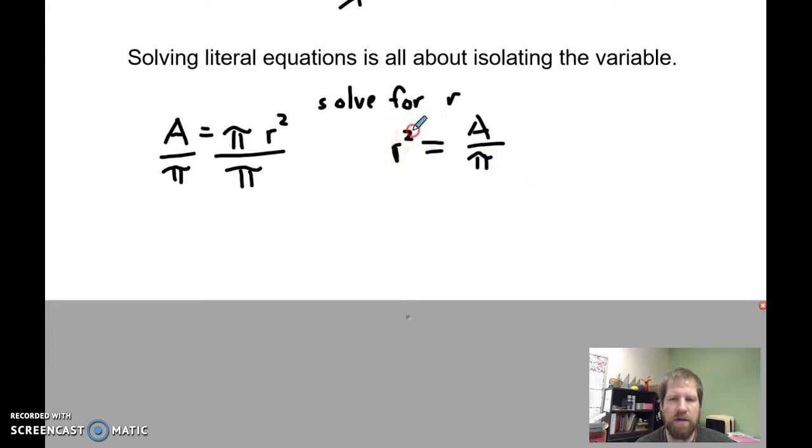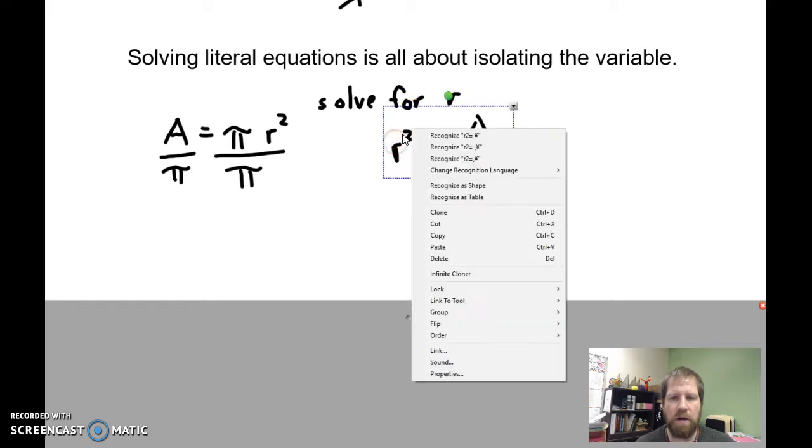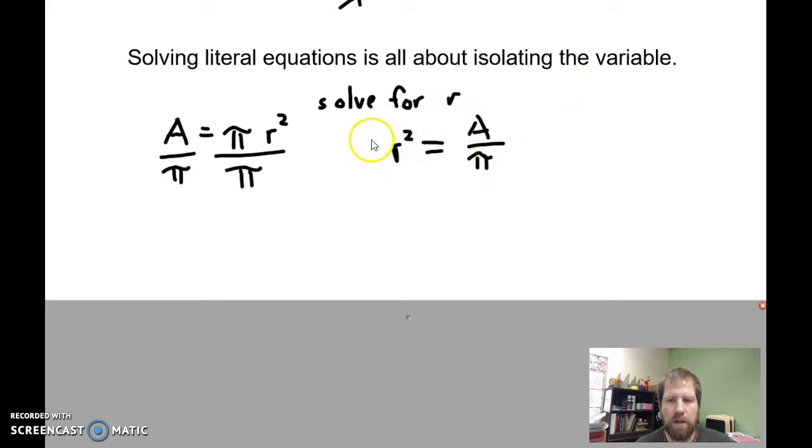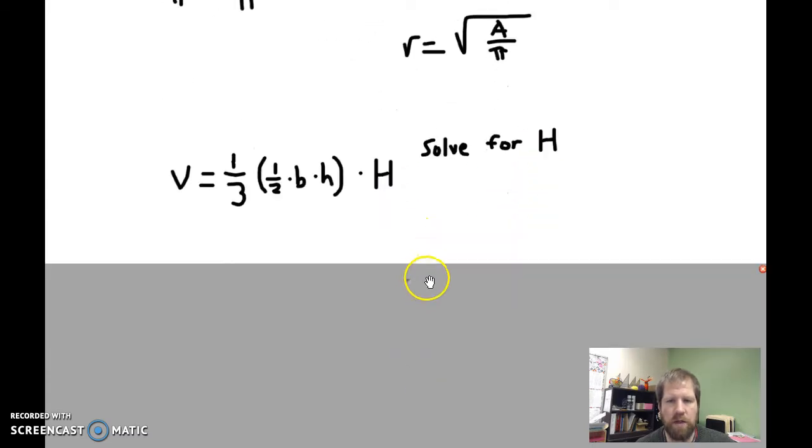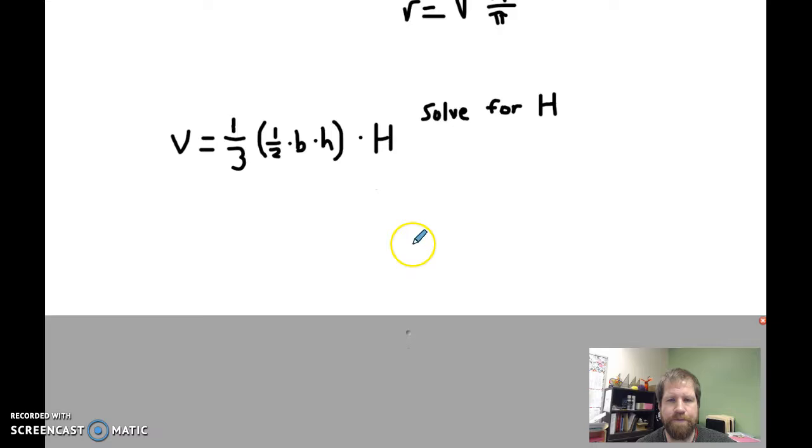And then I want to get rid of the squared, right? Because I'm not trying to solve for r squared, I'm trying to solve for r. So I'm going to take the square root. Okay? Square root cancels that. Whatever I do to one side, I do to the other. And I have that the radius is equal to the square root of the area over pi. And that's my solution. I'm done. Okay? We'll look at one more real quick.